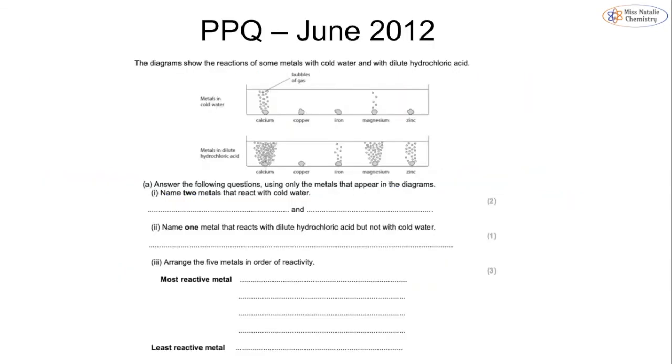So let's have a look at some past paper questions on this topic. We're going to start with the June 2012 paper. The diagram shows a reaction of some metals with cold water and dilute hydrochloric acid. And you can see that we're getting bubbles of gas being formed with specific elements. So we want to use the two diagrams to answer the questions, and we can only use the metals that appear in those diagrams. It's a very important part of the question.